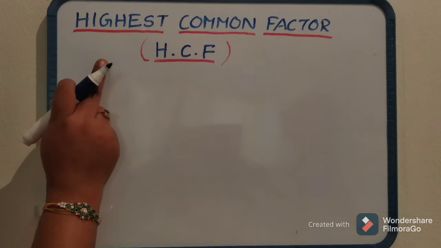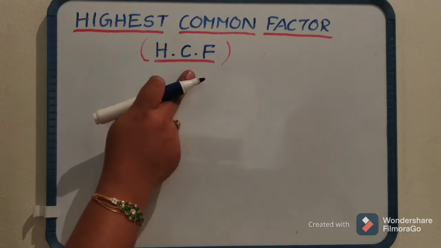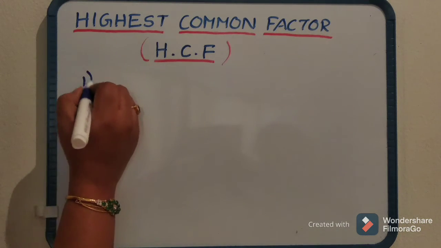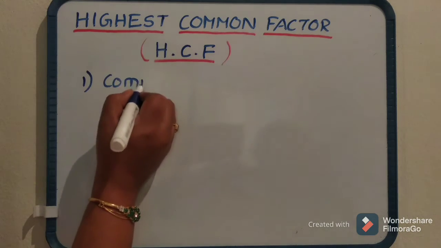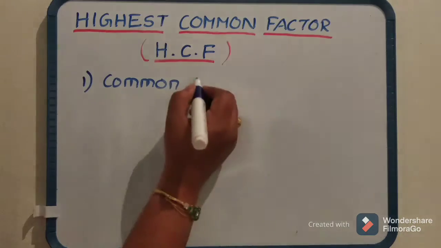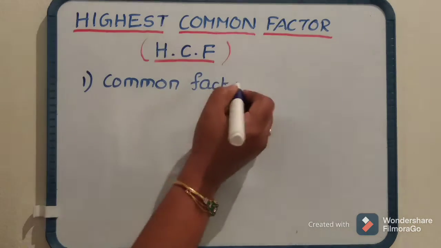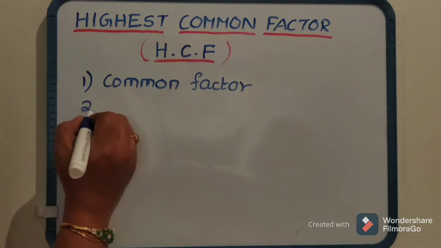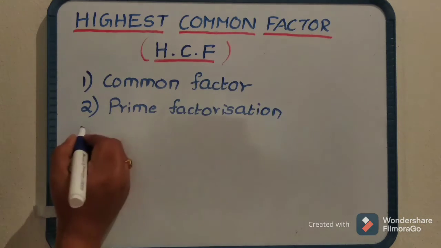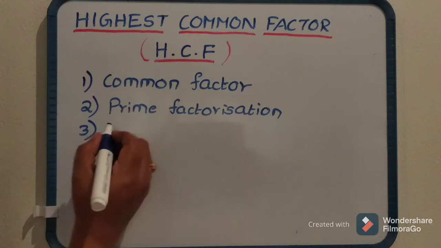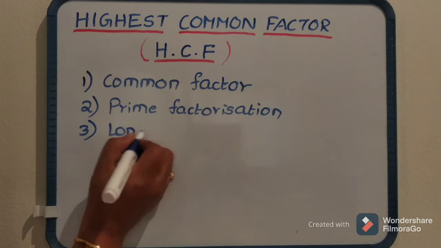Highest common factor, HCF. HCF can be done by three methods. One is common factor method, prime factorization method, and third one is long division method.